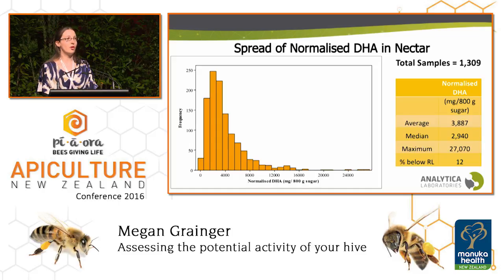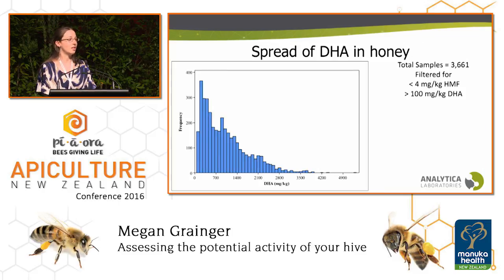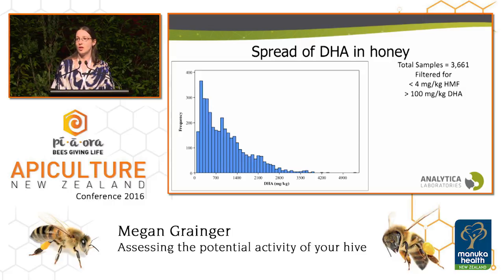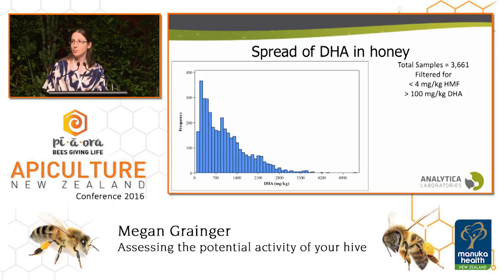If we compare the spread of DHA from the nectar to what we get in a honey, from data that we've tested, I filtered out just 3,600 samples. Now, I have no idea where these samples come from or whether they're a Manuka blend or a non-Manuka. So I filtered them to have over 100 milligrams per kg of DHA, so that they should be a Manuka sample, even though they may be a blend. And we looked for honeys that had less than 4 milligrams per kg of HMF. So we're looking at, give or take, fresh honeys.